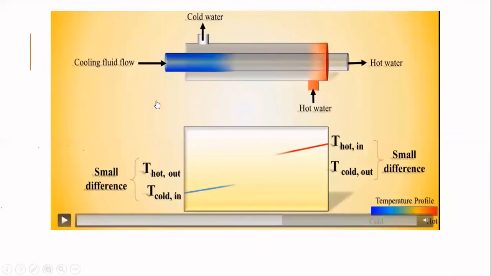In the counterflow heat exchanger, the cold fluid is entering in this direction and the hot fluid is entering from this direction. So the flow direction for the cold fluid is from left to right, and for the hot fluid it is from right to left. Both are moving in opposite directions. So this will be called a counterflow heat exchanger.